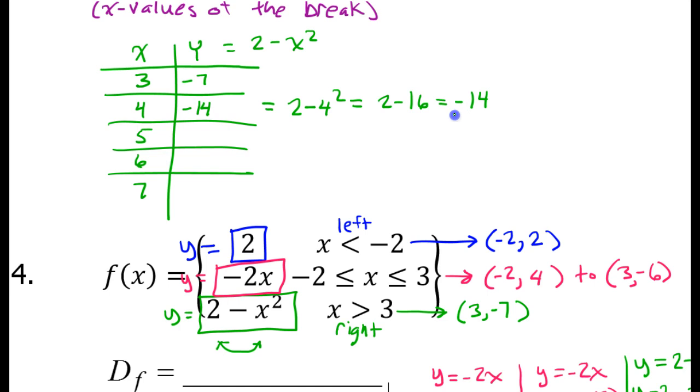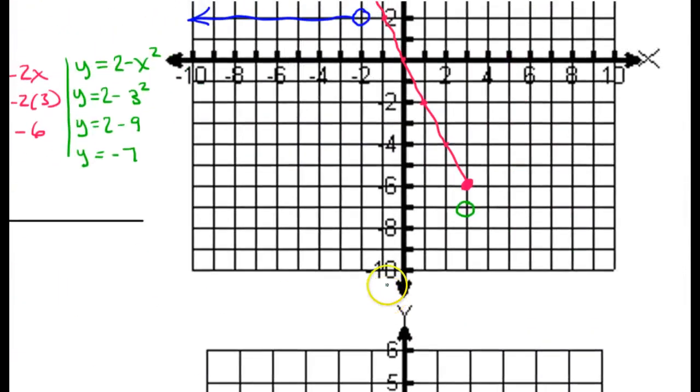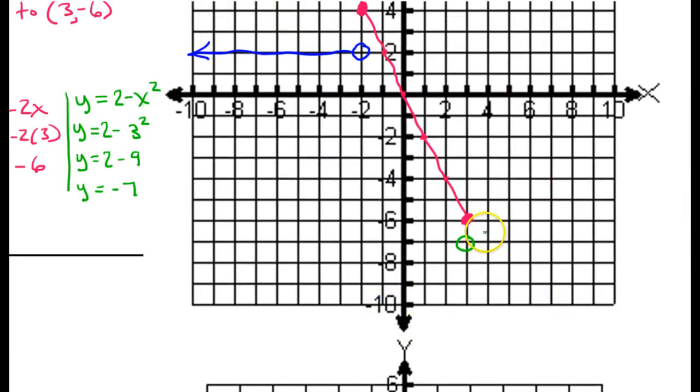Okay, that seems like it's already off the graph. Let's keep going and see how it goes. All right, so this one would be 2 minus 5 squared. Okay, so that's going to be 2 minus 25, so that's going to be negative 23. So this is just getting worse and worse. Okay, so I had 3 comma negative 7, but then I have 4 comma negative 14. I think that's as far as I'm going to be able to go, because this is already going to take me way off the graph.